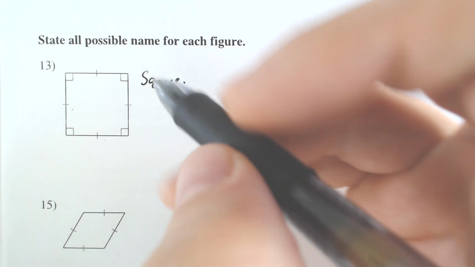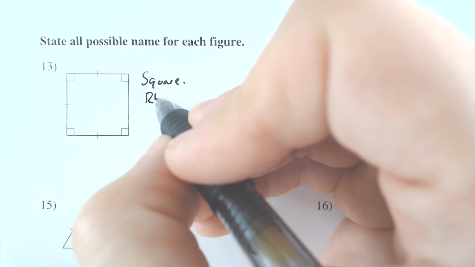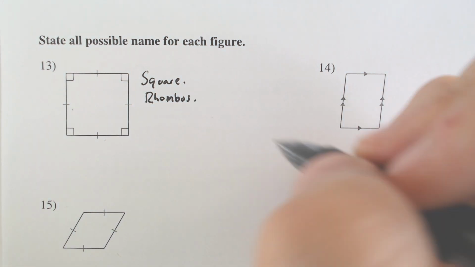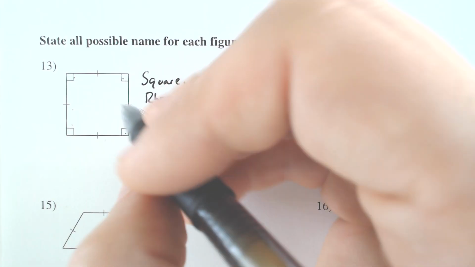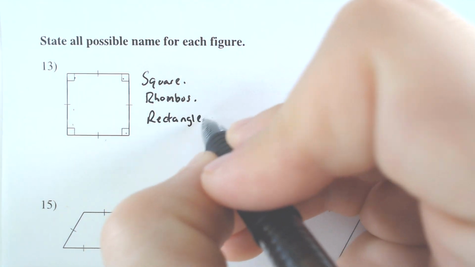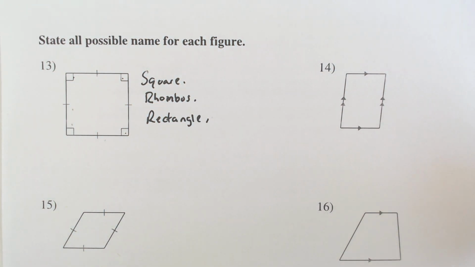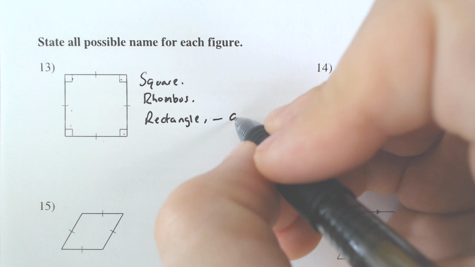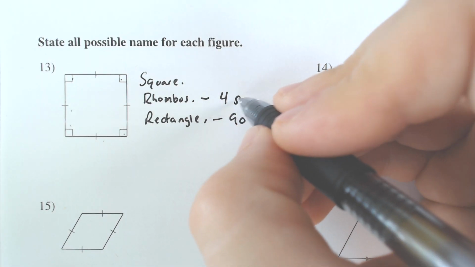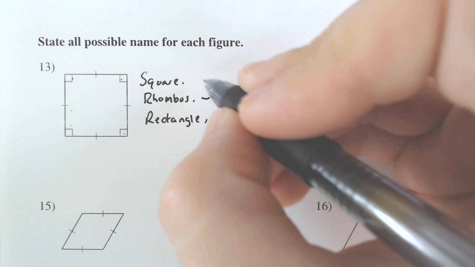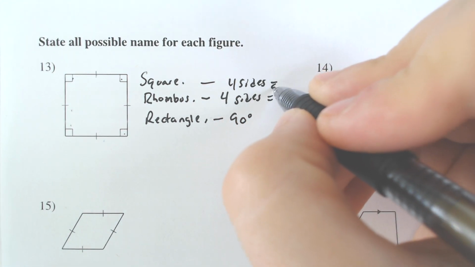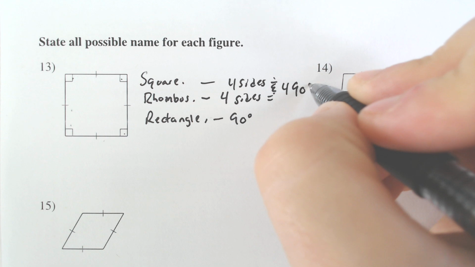And if you have four sides that are equal, that, by definition, also makes it a rhombus. And if you ever have four right angles, that is the definition of a rectangle. Okay, there are other things that rectangles have, but rectangles have four 90-degree angles, rhombuses have four sides equal, and squares have to have four sides and four 90s.